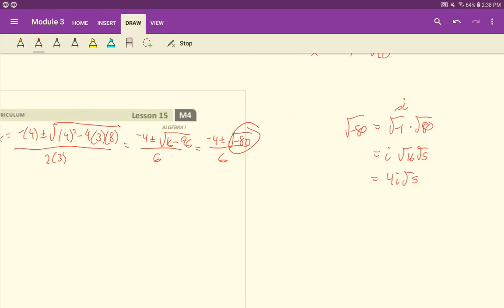Okay, and so we get 4i root 5. And so then this just becomes, because again that square root of 16 became the 4, the I stays, right? And then the root 5 we can't simplify any further. And so we get -4 plus or minus 4i square root of 5 over 6. And we can simplify these here too. If we do -4 over 6 plus 4i root 5 over 6, we can simplify these numbers. 4 divided by 6 becomes 2 over 3, and 4 divided by 6 becomes 2 over 3 again. So it's -2 over 3 plus or minus 2i root 5 all over 3.